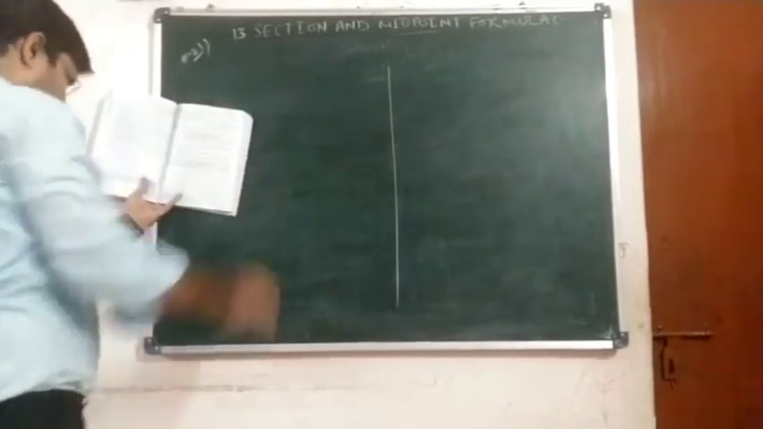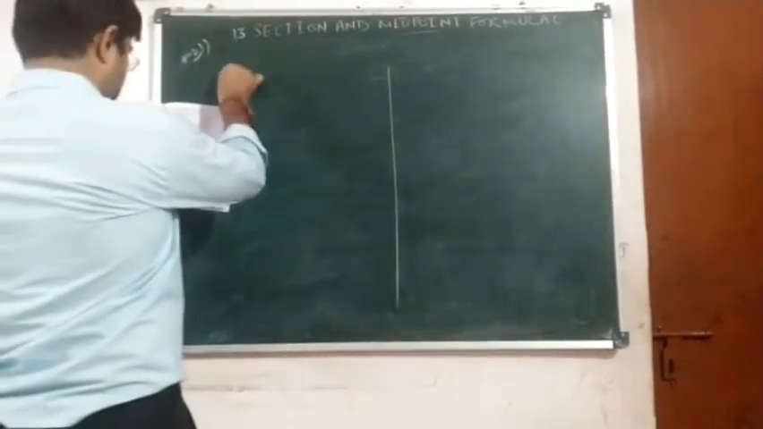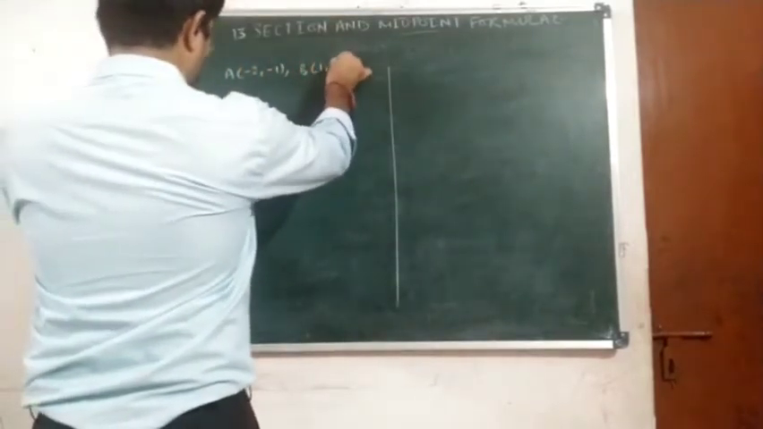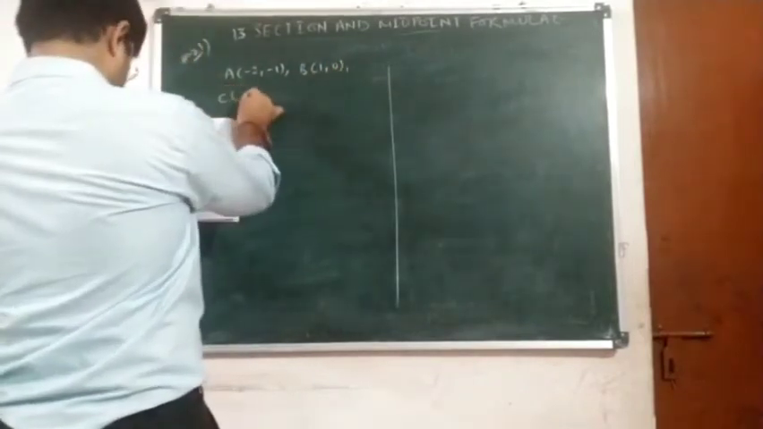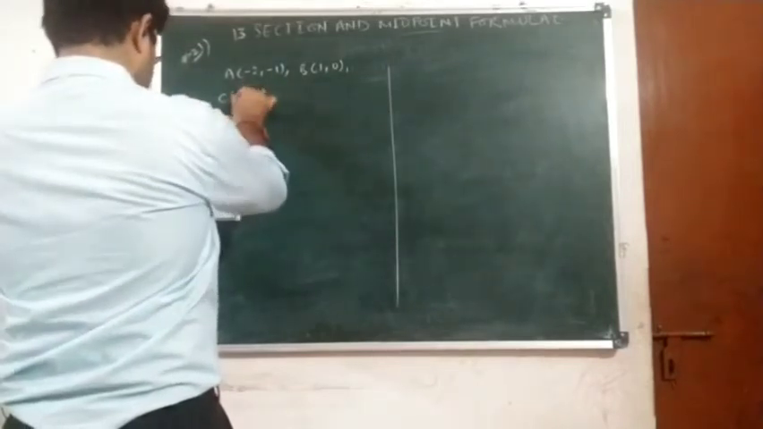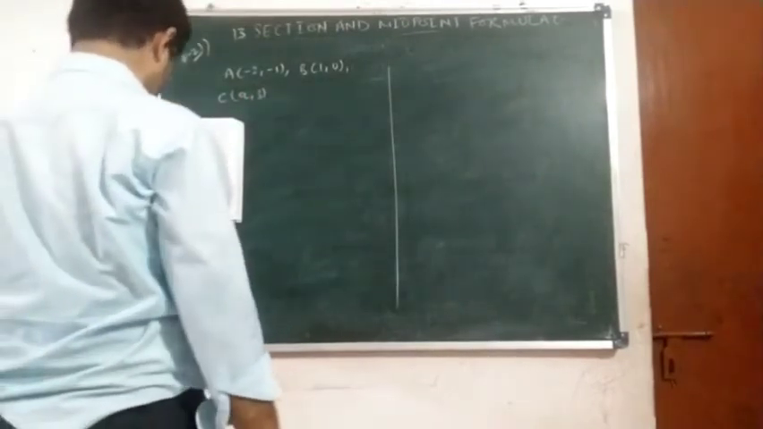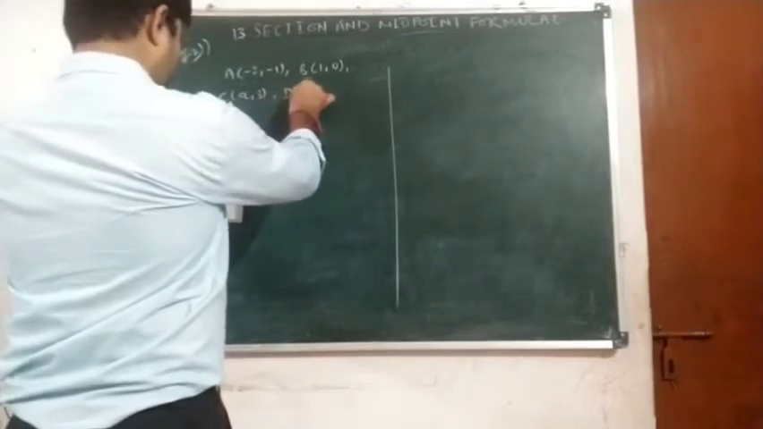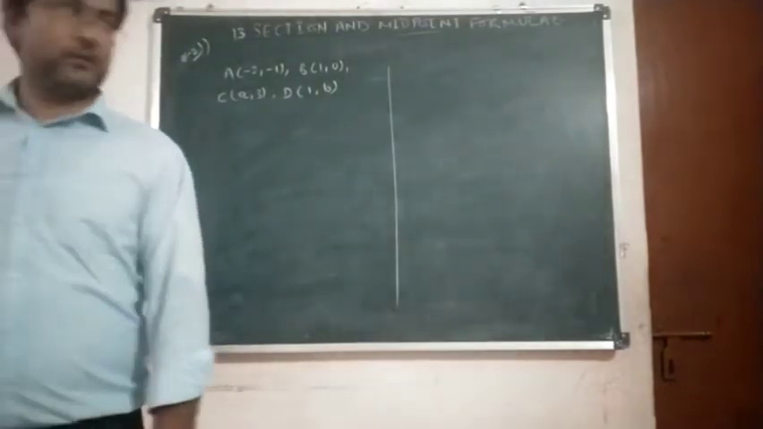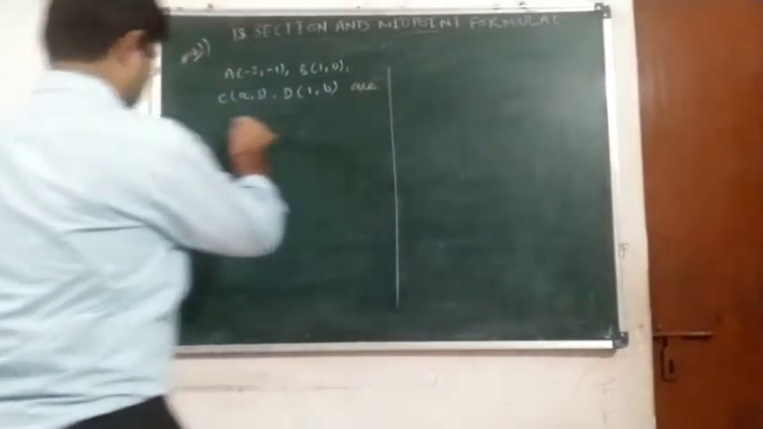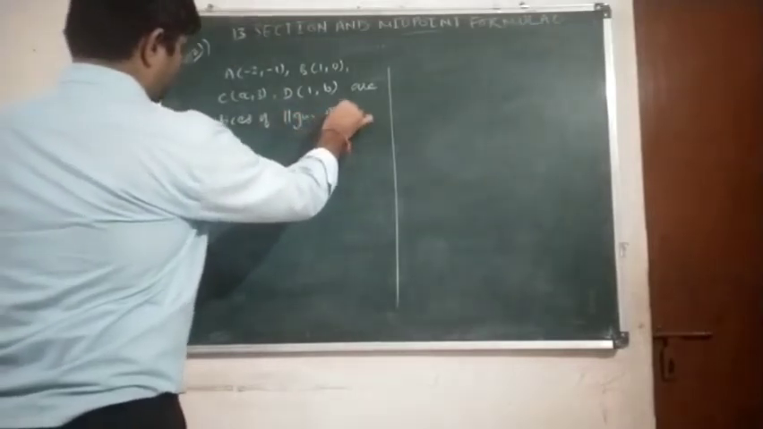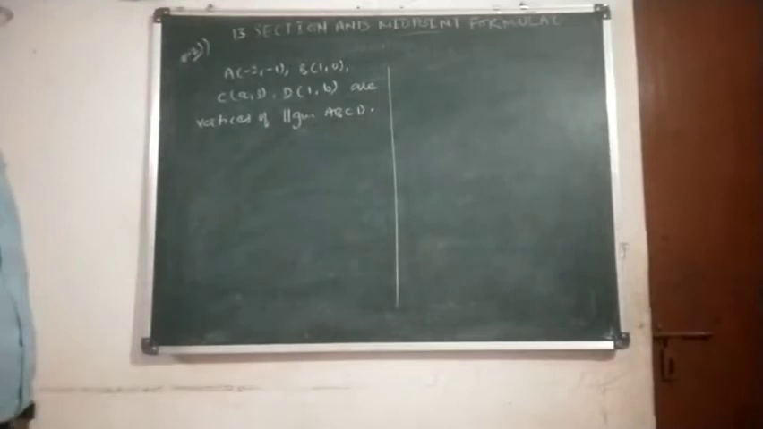Okay, let us solve question number 21. Points A(-2, -1), B(1, 0), C(4, 3), and D(1, b) are the vertices of parallelogram ABCD. We have to find the values of a and b.